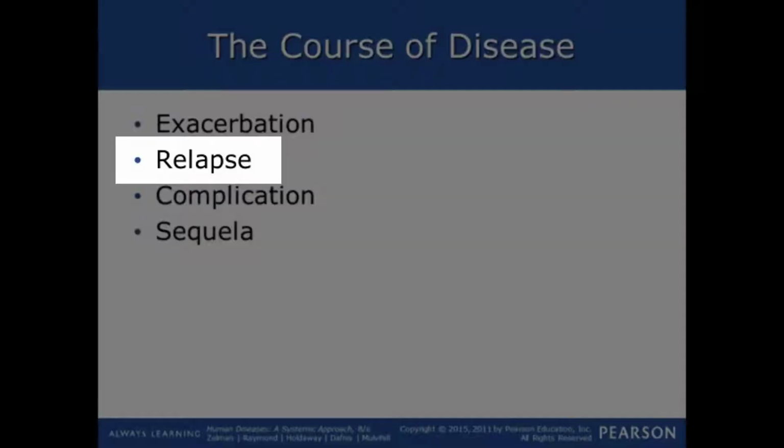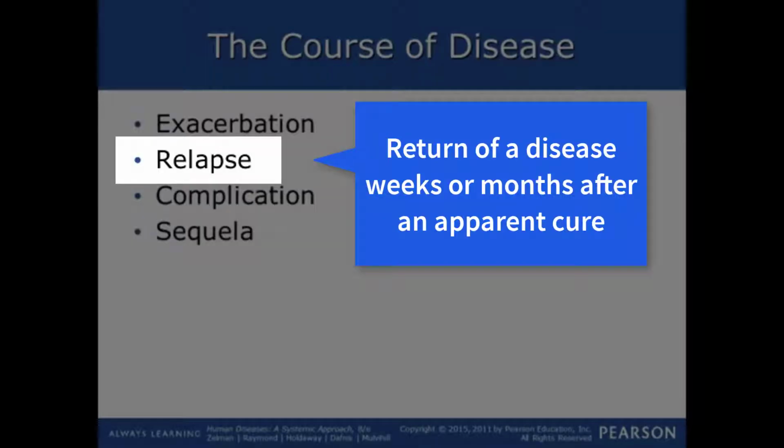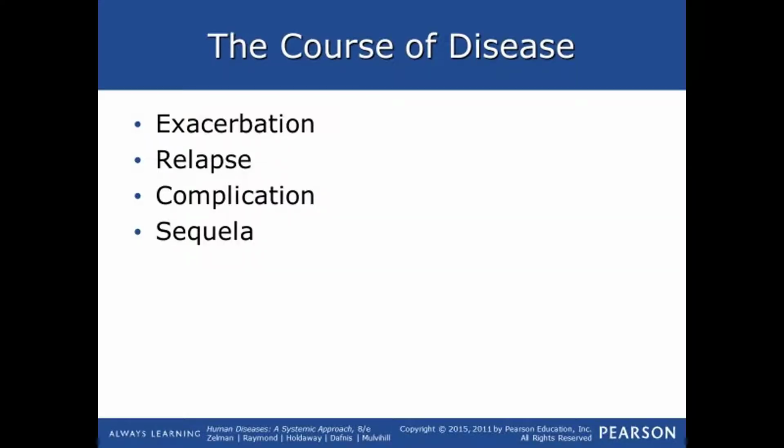Relapse refers to the return of the disease. That could be weeks or months after an apparent cure. And again, leukemia is one of those diseases where it will seem to go into remission, but then it can relapse, where the disease will come back. It could be weeks, months, or years after an apparent cure.